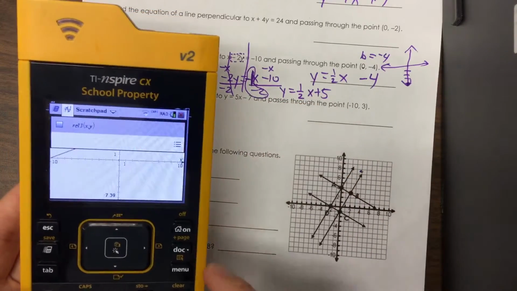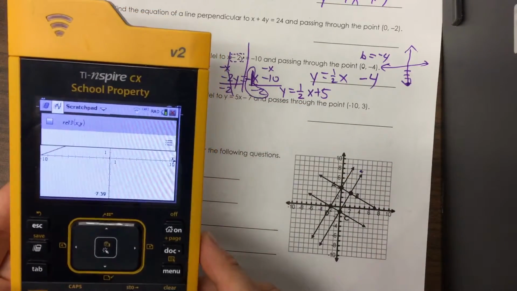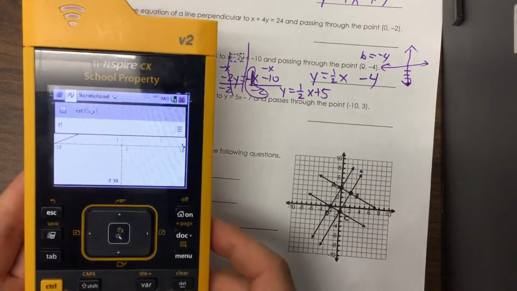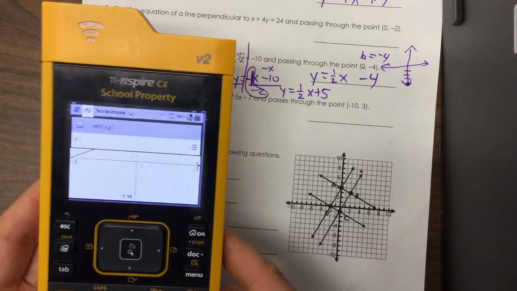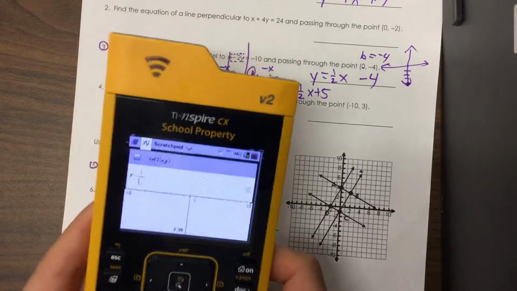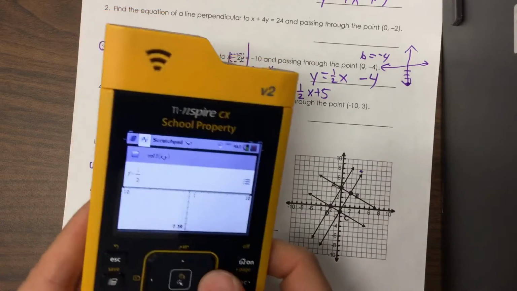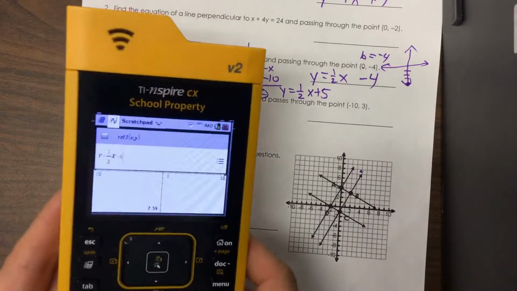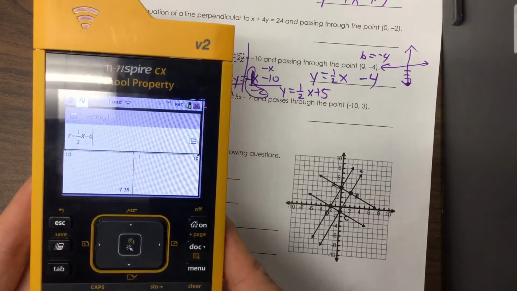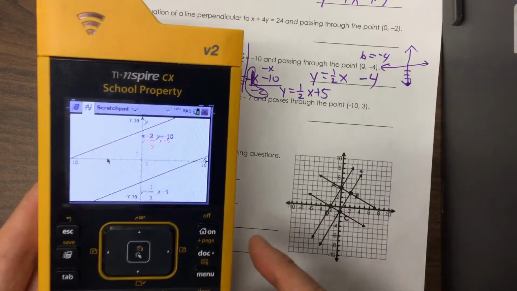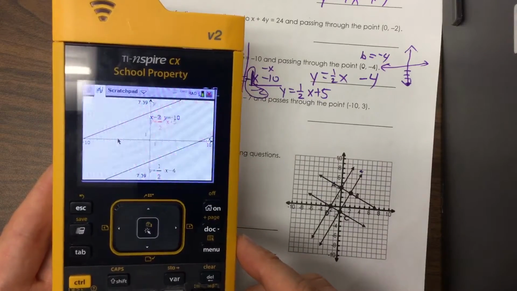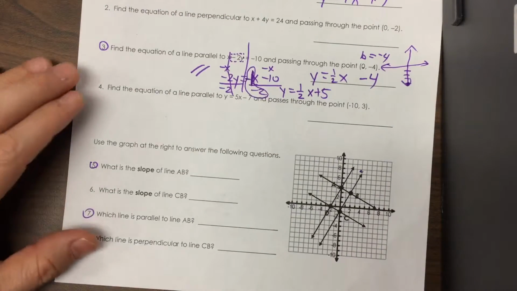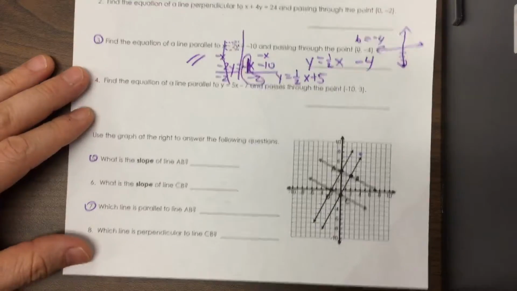So now I'm going to put in my answer, y equals 1/2 x minus 4, to make sure it's really parallel. So y equals, and then control divide, 1/2, arrow out, put the x, and then plus, minus 4. There's my parallel line. They never touch. Okay? So that's a good way to check your work and make sure you get it right. Let's move on to number 5.